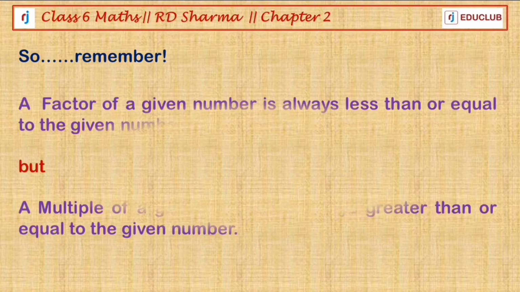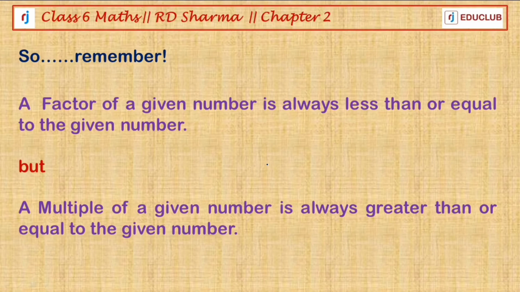Remember also, a factor of a given number is always less than or equal to the given number. Factors of 12 are less than or equal to 12. Factors of 20 are less than or equal to 20. And a multiple is always greater than or equal to the given number. A multiple of 5 will be either greater than or equal to 5. A multiple of 10 is either equal to or greater than 10. So this is the difference.